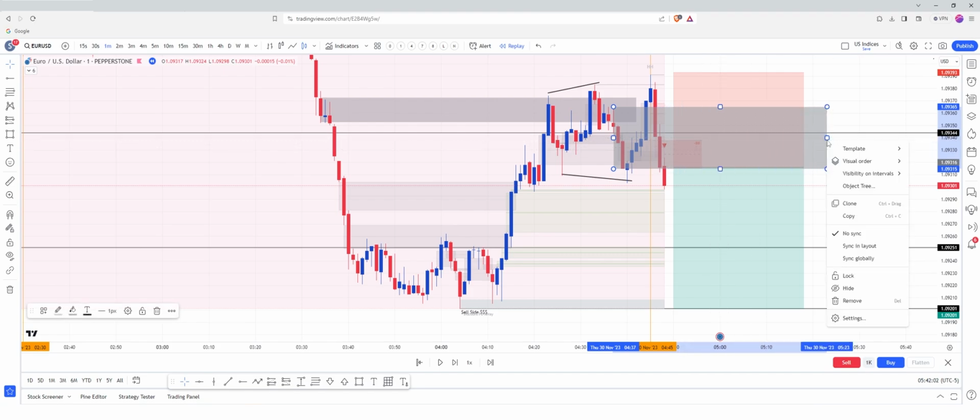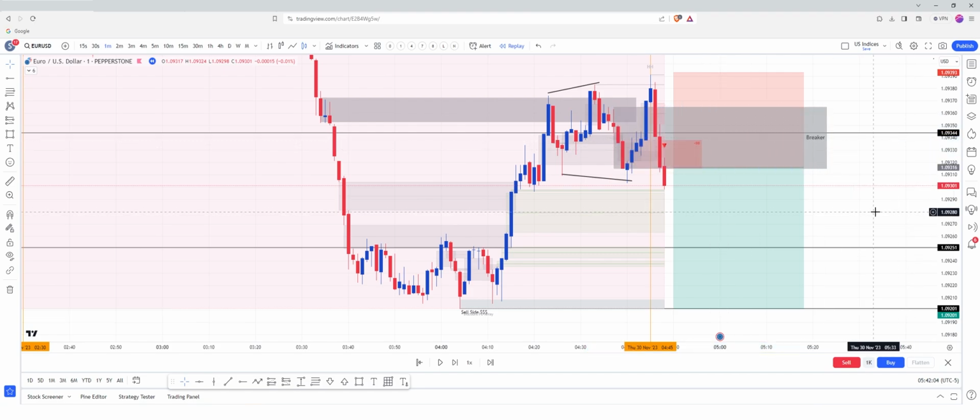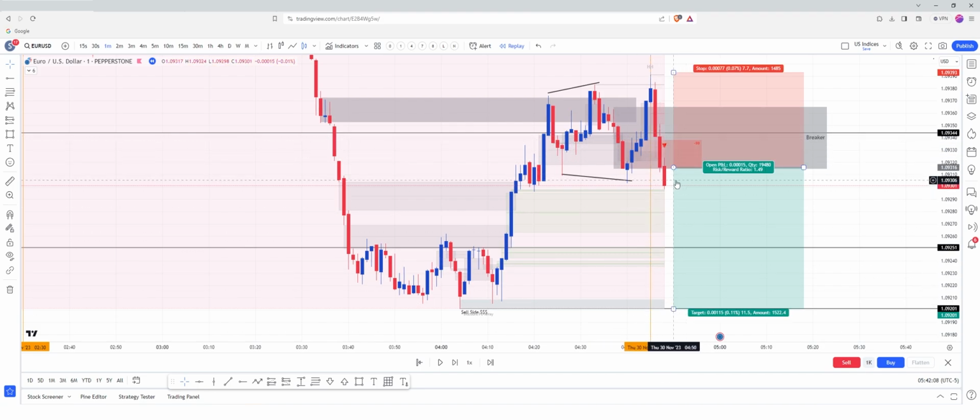This is our breaker block with our fair value gap inside the breaker block. We want to touch the bottom of the breaker block as the entry. We know that these things happen with precision. We didn't get entered up higher, it never pulled back.